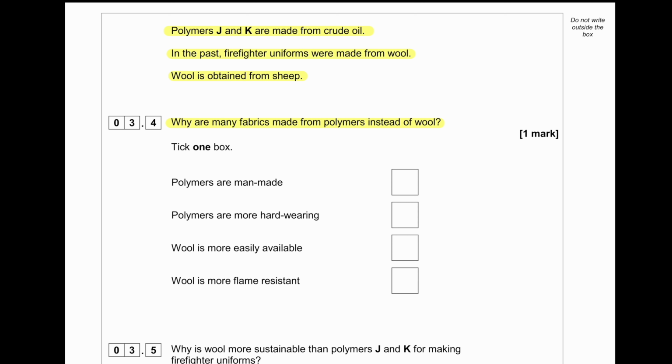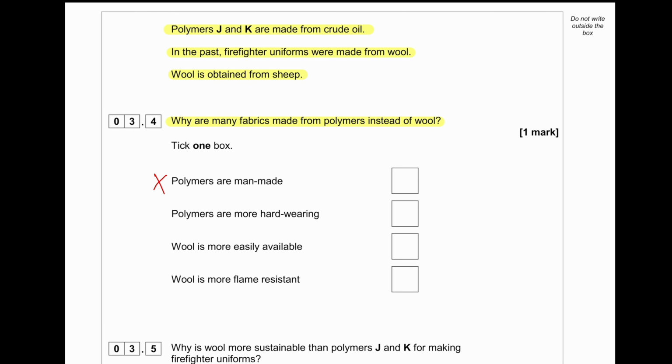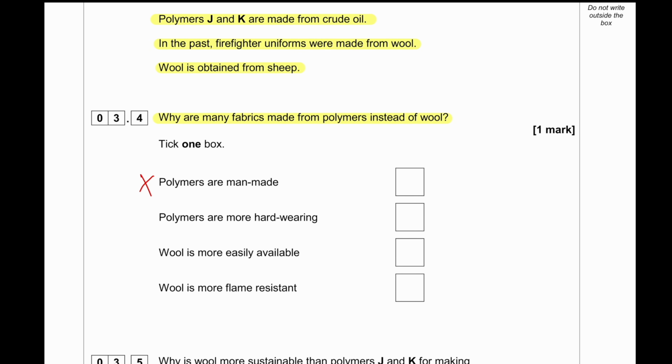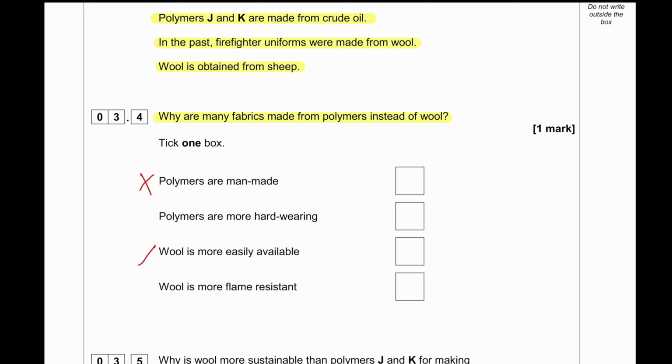However, just because something is man-made doesn't mean it's going to be used instead of something natural, so that is not a valid point. Wool is more easily available? Wool is actually not easily available; we have to raise sheep. Wool is more flame resistant? Wool is technically not more flame resistant because it's a natural substance, it burns. So polymers are better, and there is better control over what substances go into making the polymer.